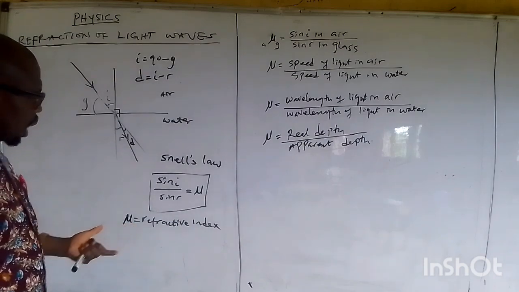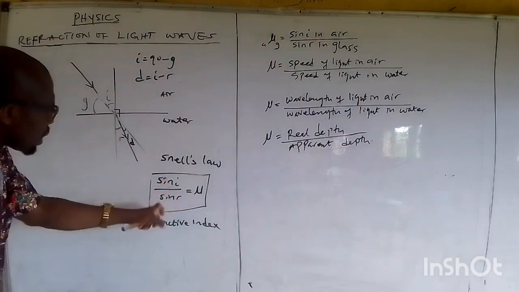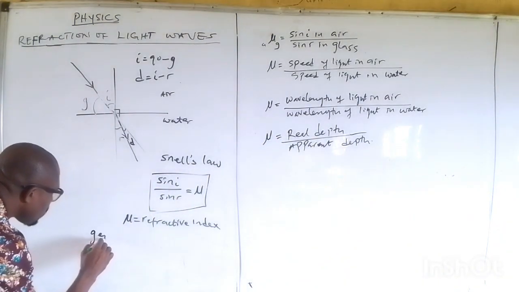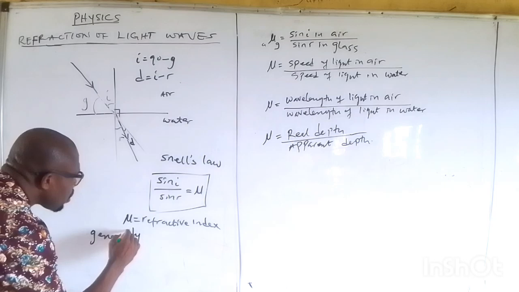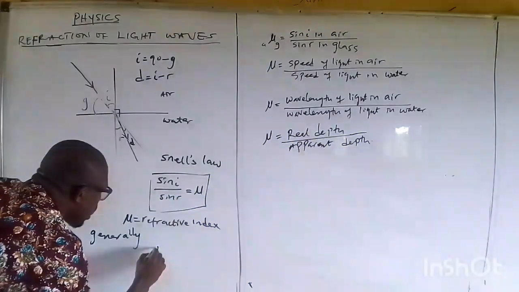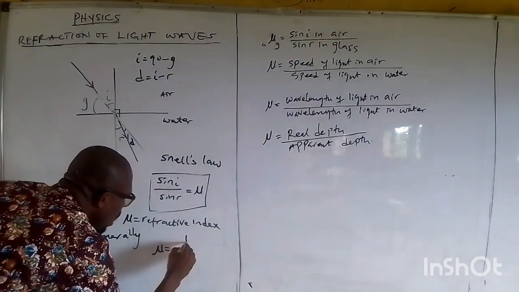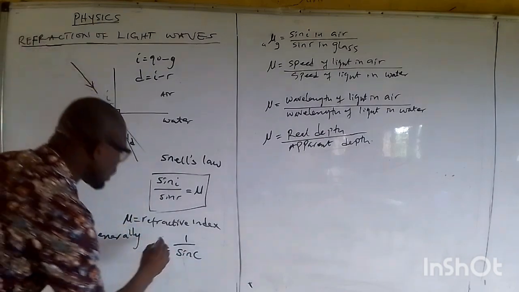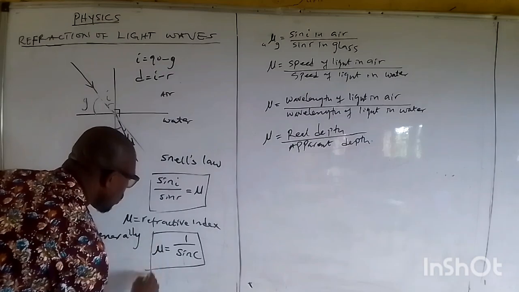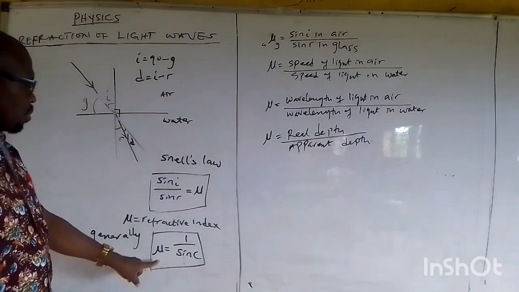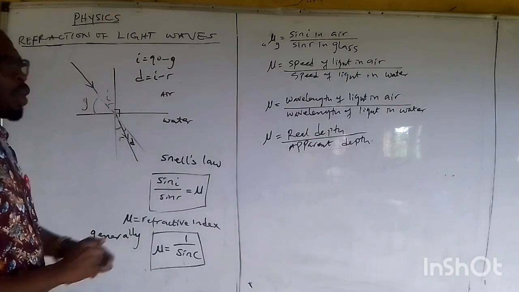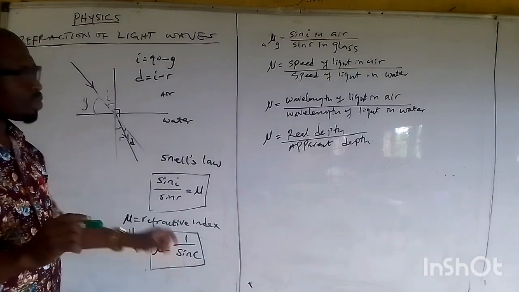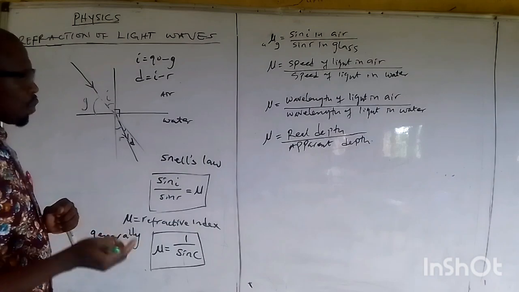Okay, so we have sine i over sine r is equal to mu. Generally, mu is equal to 1 over sine C. This is another formula for the refractive index. Mu is equal to 1 over sine C, where C is the critical angle of the medium in question.